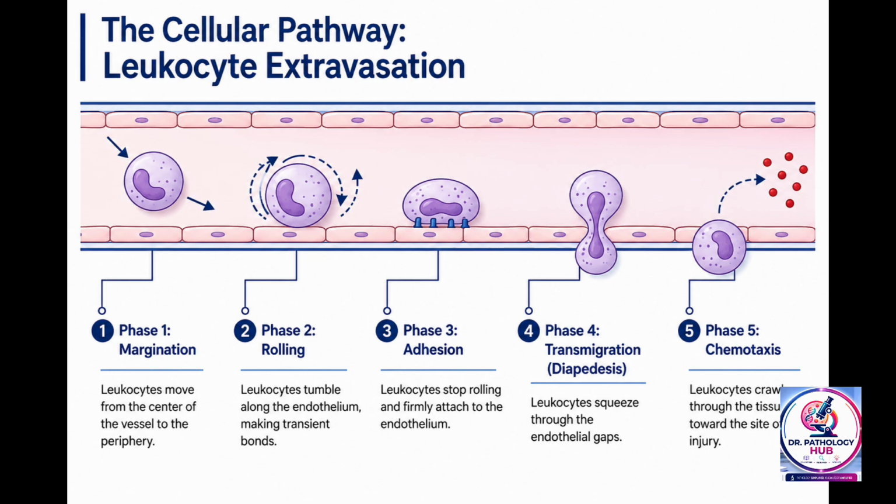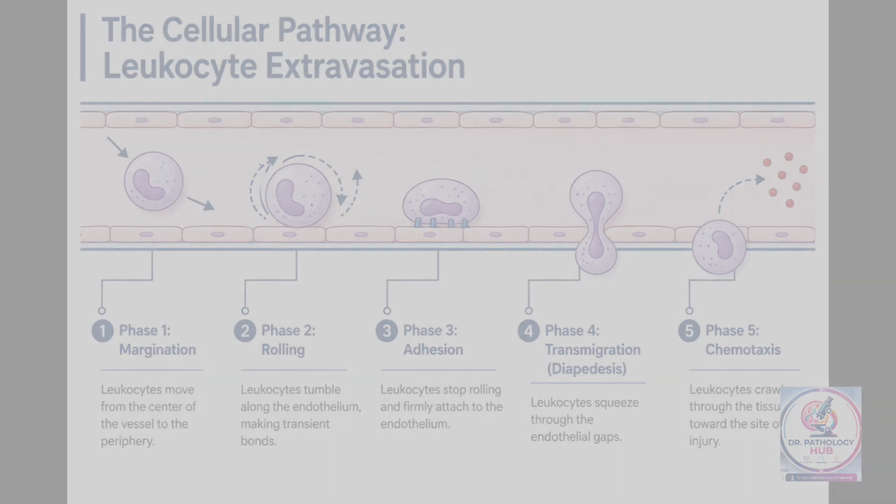With the cells marginated, the cellular pathway unfolds across 5 distinct phases. Phase 1 is margination, where cells line up along the periphery. Phase 2 is rolling, where cells tumble along the wall. Phase 3 is adhesion, where they anchor firmly. Phase 4 is transmigration or diapedesis, where they squeeze through the endothelial gaps, leading to phase 5, chemotaxis, crawling through the tissue toward the enemy.